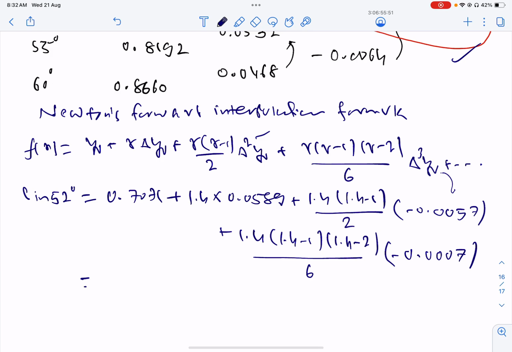Now here you need to use the calculator properly. Use the calculator and verify that you are having answer as 0.7880. So approximately value of sine 52 degree is 0.7880.